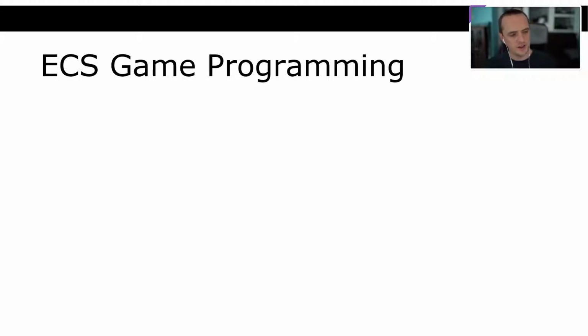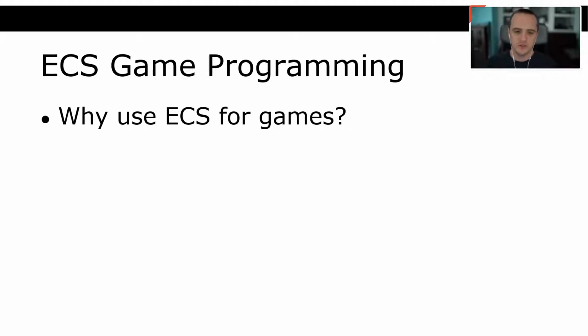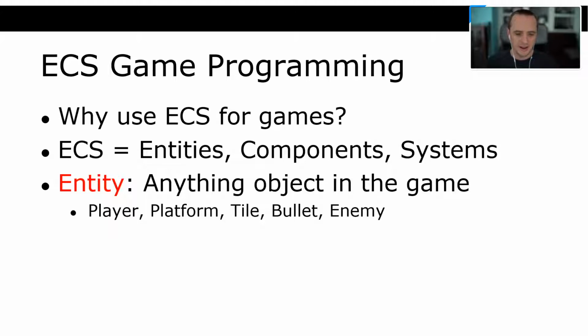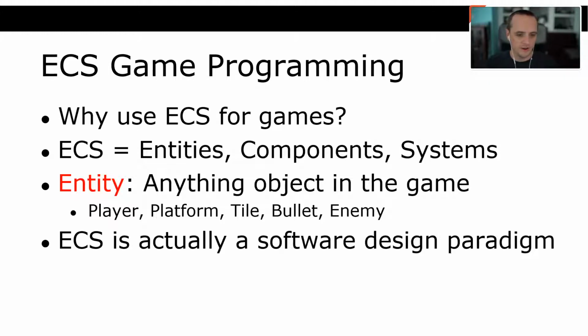Now, some of these slides are a repeat from the very first lecture, but I want to get you all caught up to speed. So why do we use ECS for games? Why is it a good programming architecture? Well, again, ECS stands for entities, components, and systems. An entity is absolutely any object in the game. So whether it's a player, a platform, a tile or a bullet or whatever, if you can see it in the game, and even some things that you can't see, those are all entities.